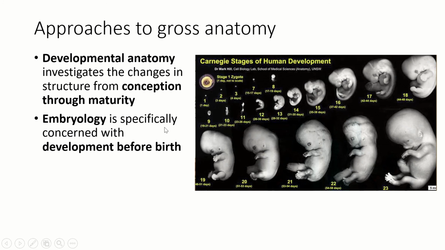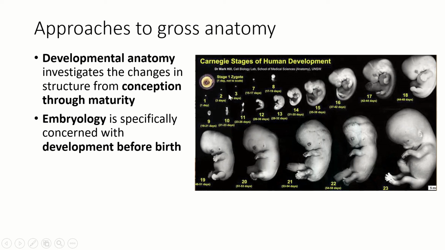Developmental anatomy looks at the changes from the moment of conception through maturity. Embryology is a subset of developmental anatomy that just looks at development before birth. So these stages shown here of development would be part of the study of embryology. After birth, that would then be developmental anatomy, but no longer embryology. So you can see that day 1, the human starts out as a single cell. This is a much zoomed in version of it.